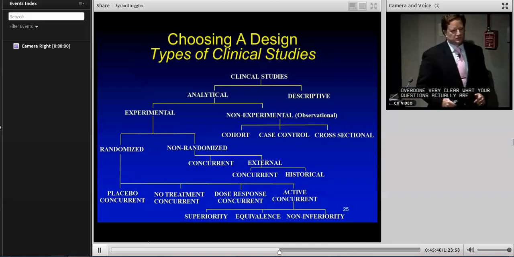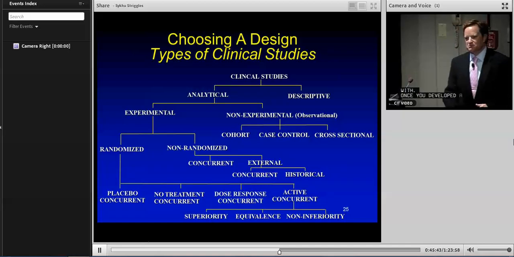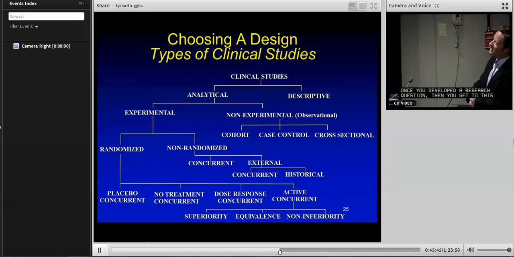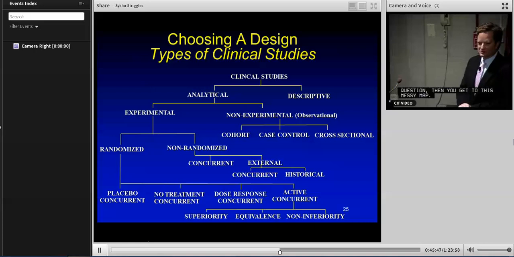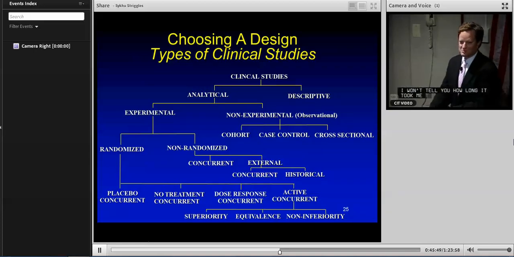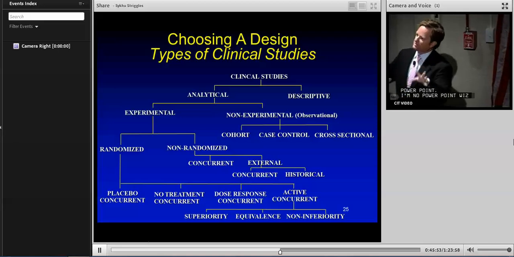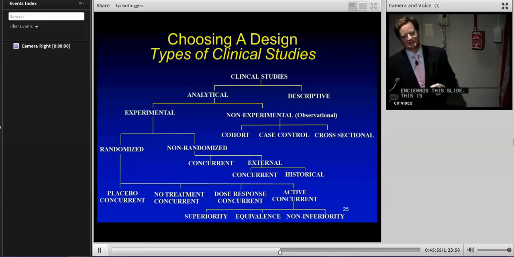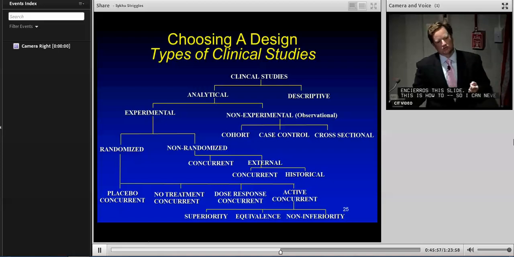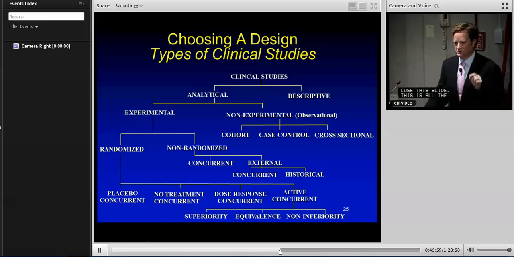Once you've developed a research question, then you get to this messy map. I won't tell you how long it took me to draw this thing on PowerPoint. And I'm no PowerPoint whiz, so I can't ever lose this slide. But this is a way to actually think about all the different types of study designs that you can choose once you have a research question.